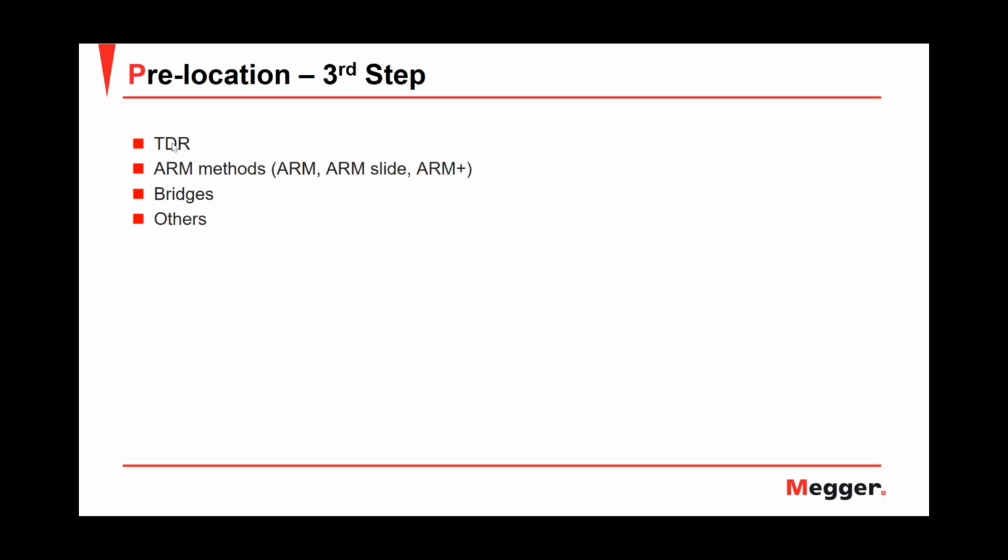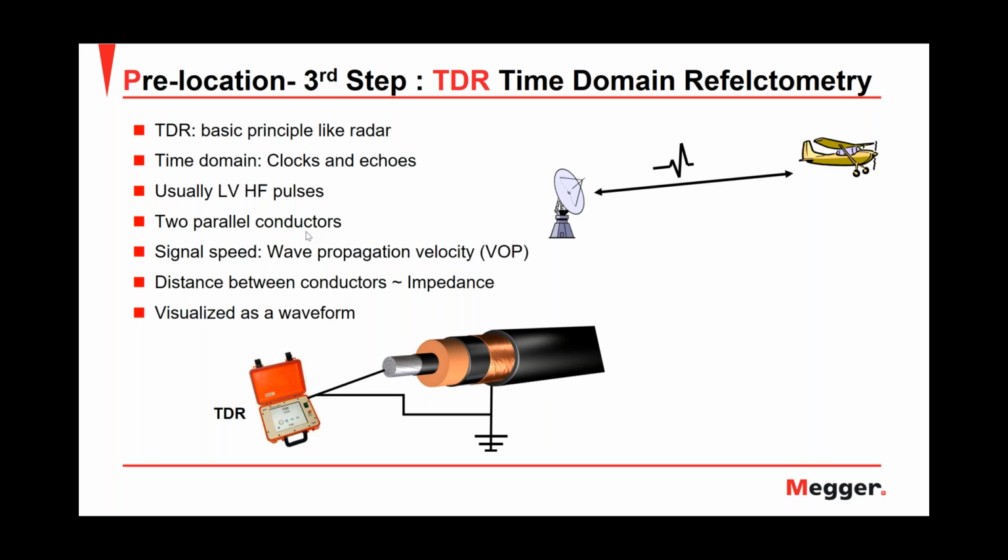Okay, so let's start talking about the TDR, or time domain reflectometry. The TDR for cables works under the same principle as the radars in the airports. What the radar in an airport will do is measure the time that it takes for a pulse to go from the radar to the plane and then go back from the plane to the radar.